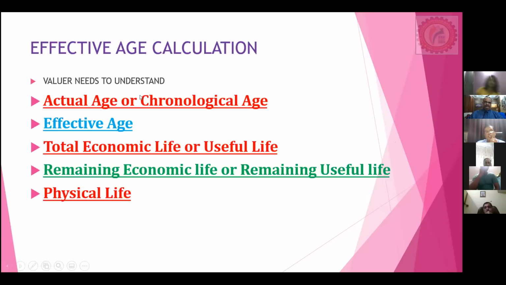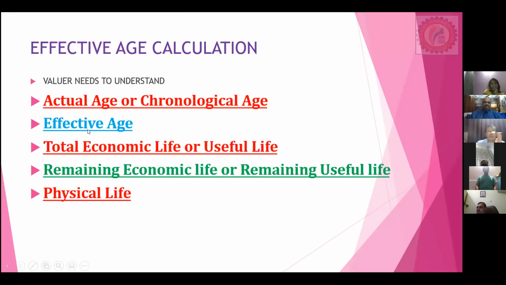If the year of construction of the building as per the records is 2010, then 11 years will be the actual age or the chronological age. Sometimes this actual age may be equal to the effective age. If, after verification, the age of the building is 11 years and you find that there is no functional obsolescence or external obsolescence, and only the physical deterioration for the 11 years, then you can say that the actual age may be equal to the effective age.